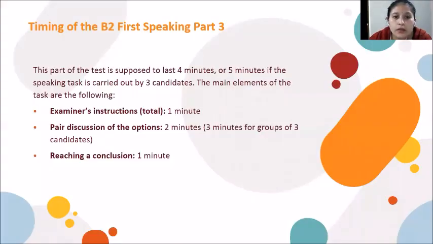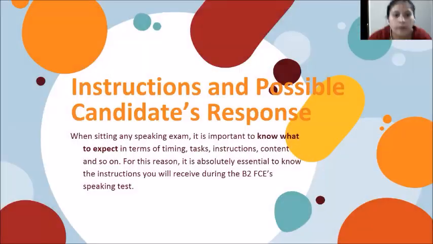Timing of the V2 First speaking Part 3. This part of the test is supposed to last 4 minutes, or 5 minutes if the speaking task is carried out by 3 candidates. The main elements of the task are the following. Examiner instruction, total 1 minute; discussion of the options, 2 minutes, or 3 minutes if the group is 3 persons; reach a conclusion, 1 minute.